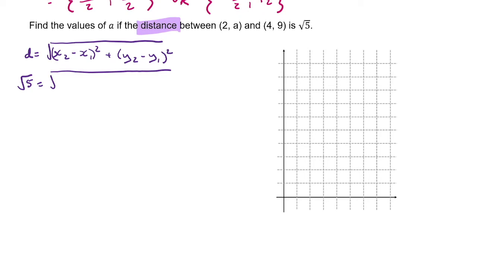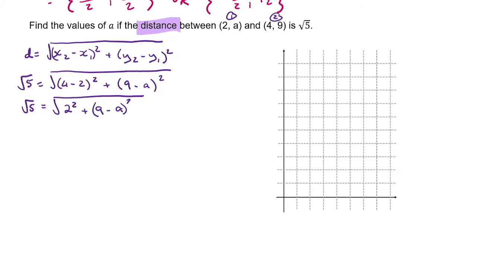So we know the x's, but we only know one of the y's, but we'll keep putting it in because that's what we need. So now we can keep going. We've got the square root of 5, and underneath our square root sign we now have 2 squared, and 9 minus a all squared.